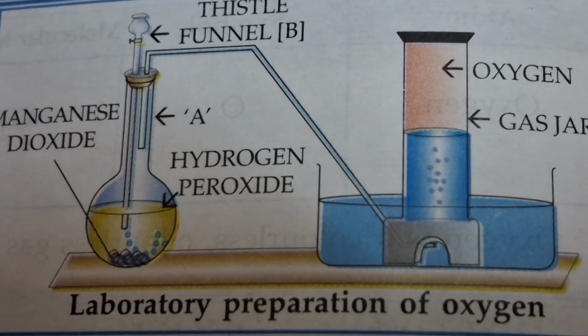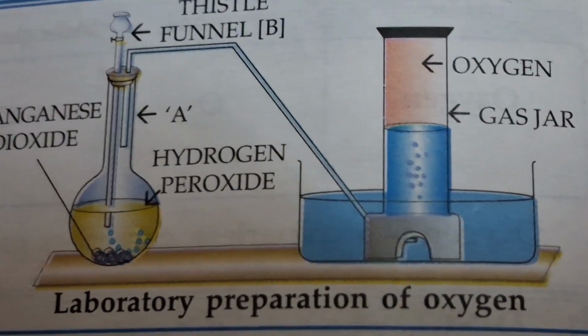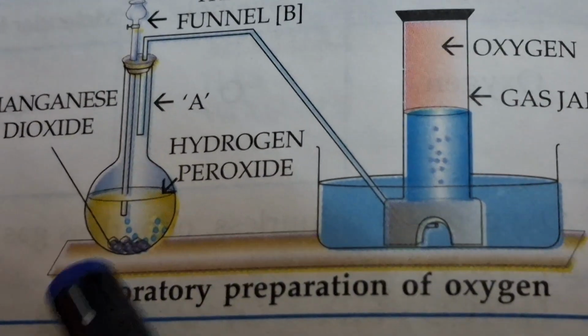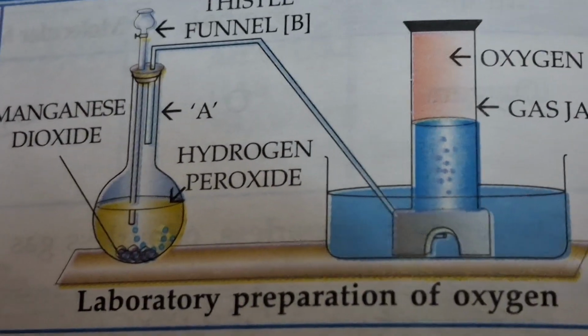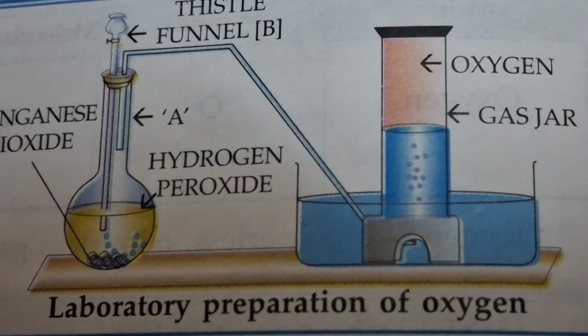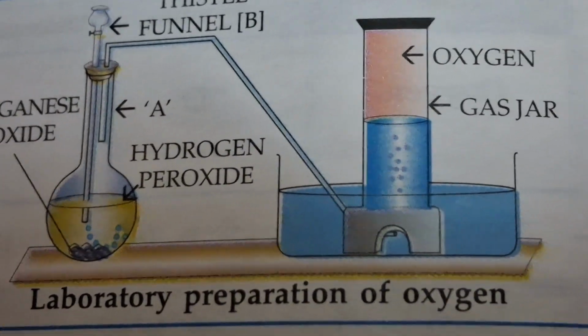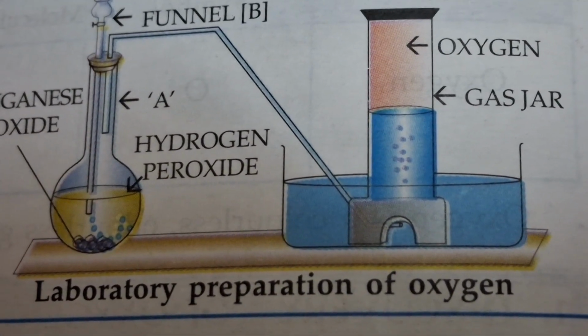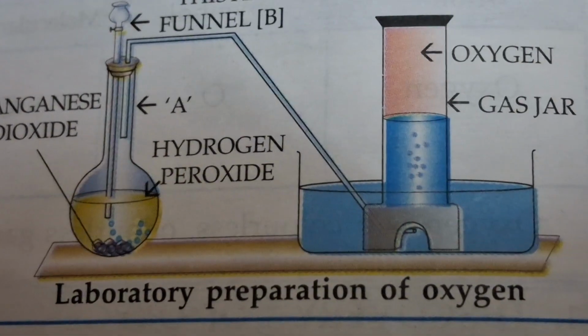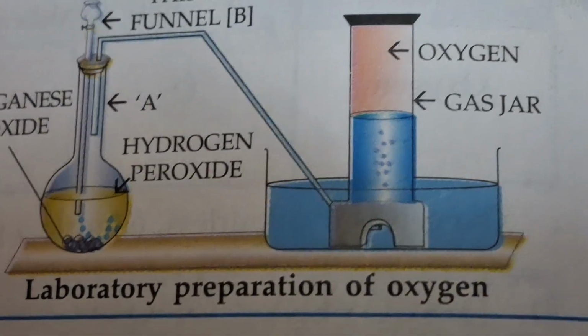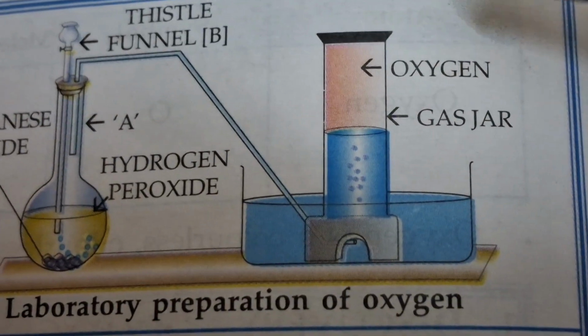Laboratory preparation of oxygen. The setup is like this. In this round bottom flask, manganese dioxide is taken, and through the thistle funnel above, hydrogen peroxide is added dropwise, and due to the decomposition of hydrogen peroxide, oxygen is released, passes through the delivery tube, and is collected in the gas jar.